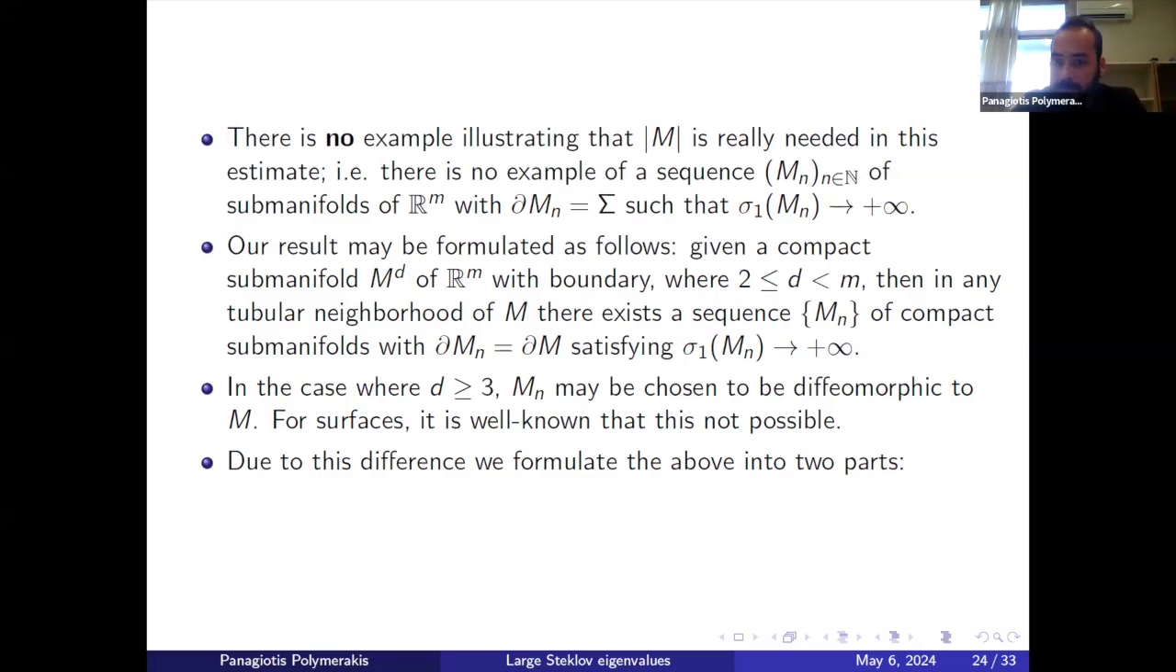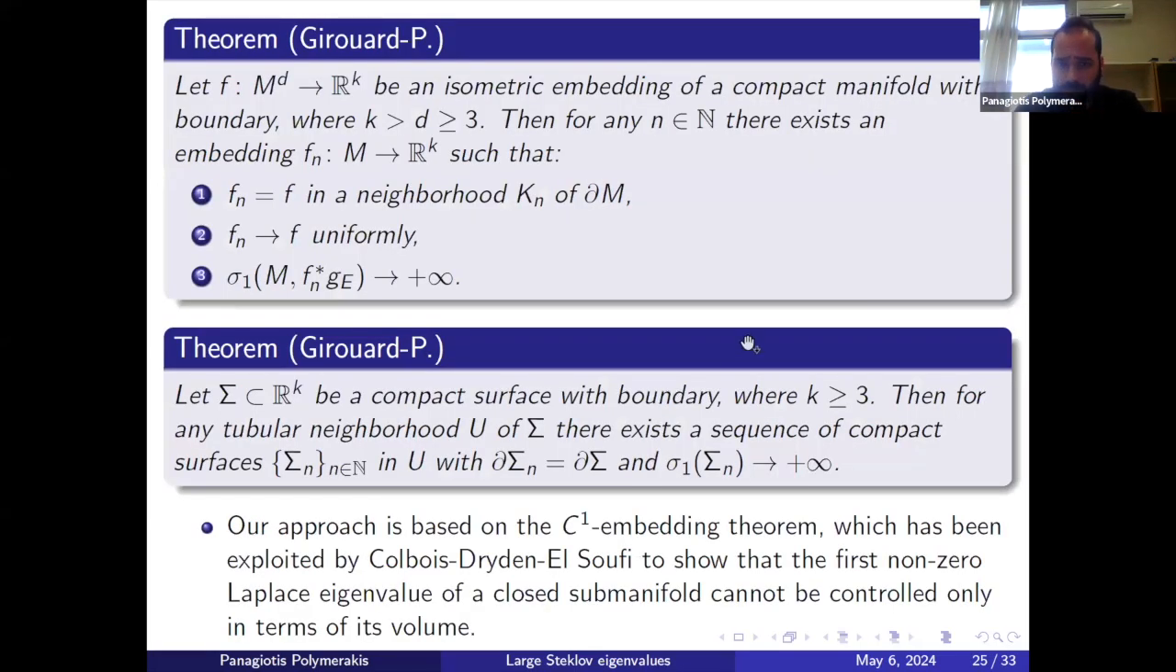Okay, so due to this difference, we formulate this result in 2 parts. So for surfaces, it's formulated exactly as we just said. However, for higher dimension manifolds, we'll formulate it in terms of different embeddings of the same manifold. So more precisely, for higher dimensional submanifold, our result is the following. Let F from M to Euclidean space be an isometric embedding, M a compact manifold with boundary, of dimension at least 3 and codimension at least 1.